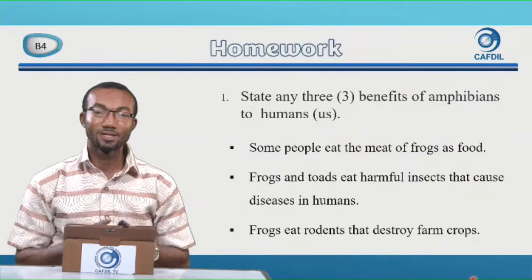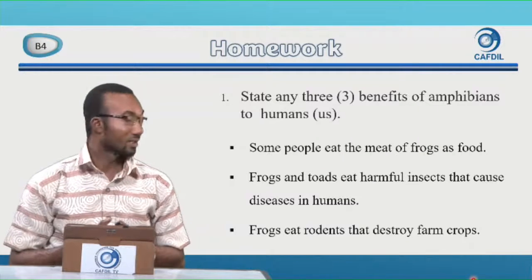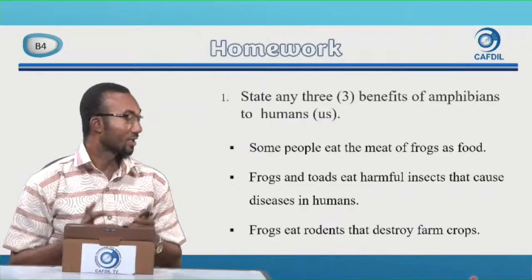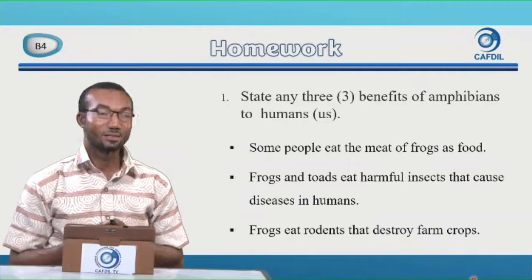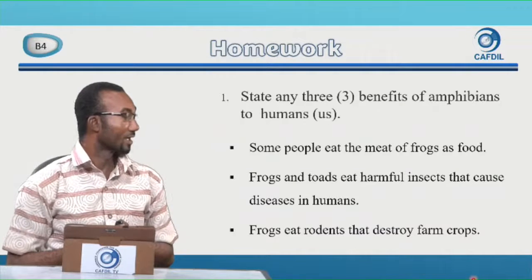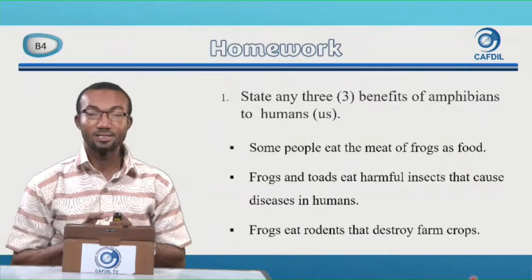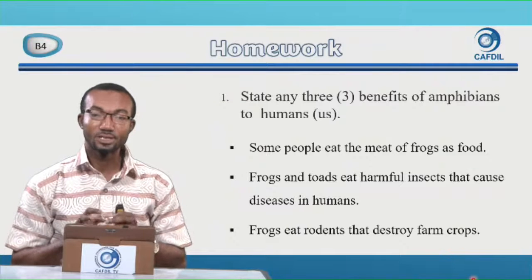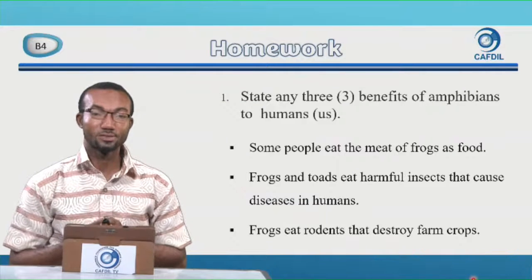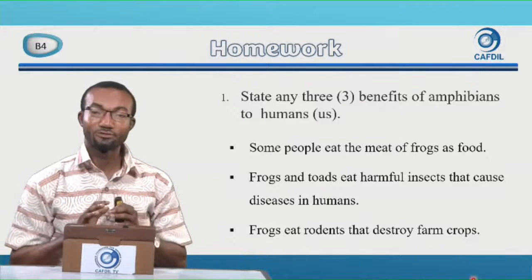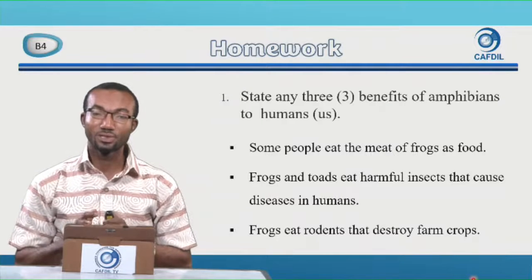1. State 3 benefits of amphibians to humans. 1. Some people eat the meat of frogs as food. And in that lesson you saw it. 2. Frogs and toads eat harmful insects that cause diseases in humans. 3. Frogs eat rodents that destroy farm crops.